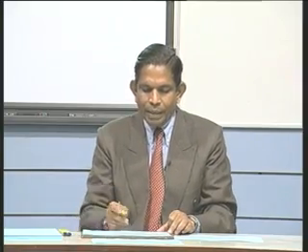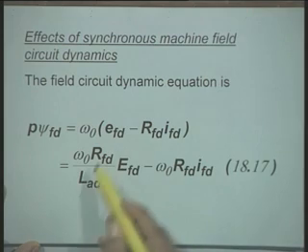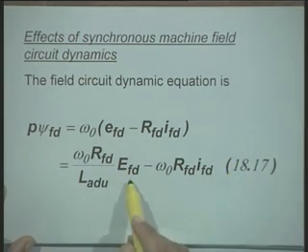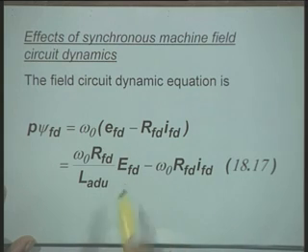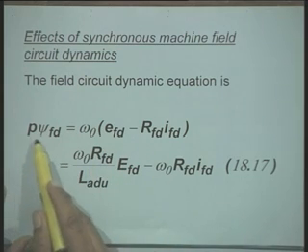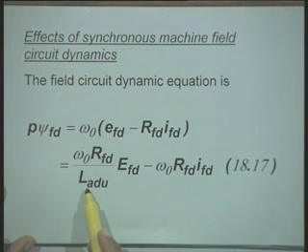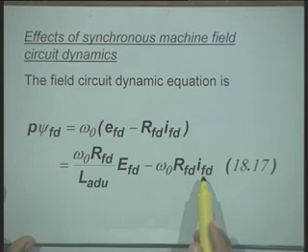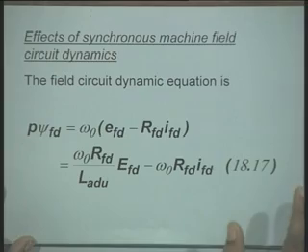Here, when I replace this by the field voltage, that is Efd, the output of the exciter, the equation becomes p psi fd equal to omega naught Rfd divided by Ladu times Efd minus omega naught Rfd Ifd. Therefore, this is the additional equation that has to be considered while accounting for the field flux dynamics, or we can say the field circuit dynamics.